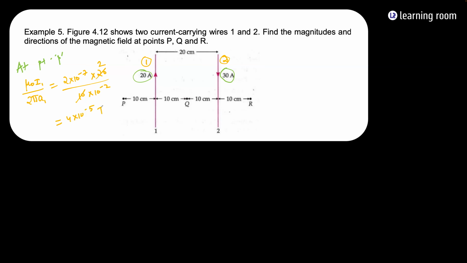But in which direction? If you take the current carrying conductor due to this 20 ampere, on the right hand side it is into the plane, on the left hand side it will be out of the plane. So you put a dot and a circle around it. That's it.